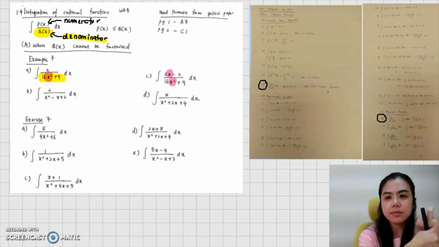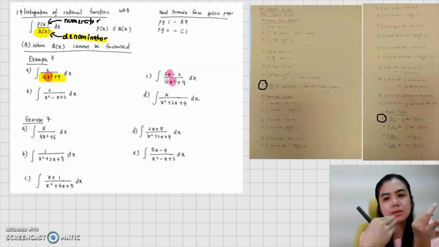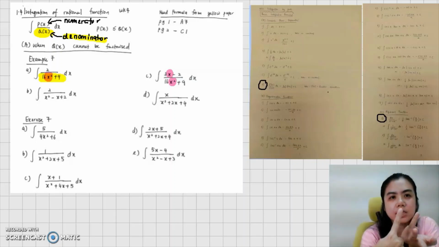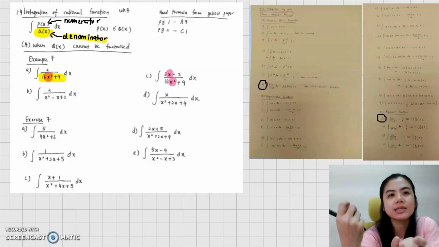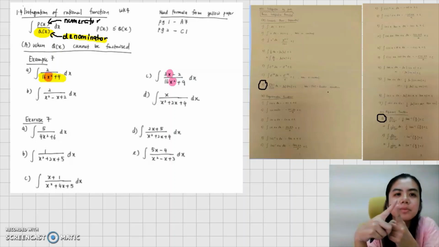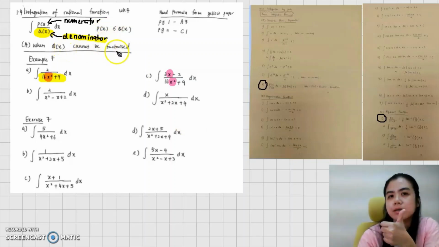There is a second type that we are going to learn, that is when the q can be factorized. There will be another lesson. And the third type you will come across is when the degree of the denominator is lower than the numerator's. There will be another lesson. So in total you will come across three types. Let's look at type number one first, when the degree of the numerator is less than the denominator and the q itself cannot be factorized.